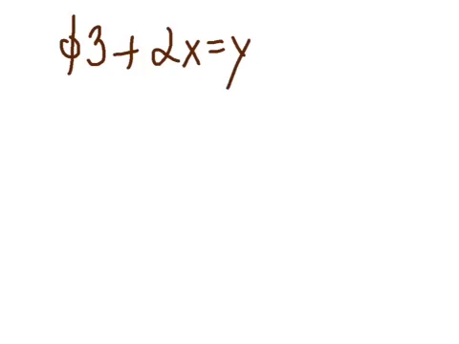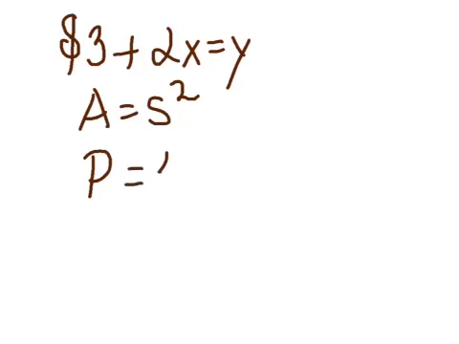Which of the following is an example of direct variation? A taxi company charges $3 to start the ride plus $2 per mile, or the area of a square is equal to the square of the length of one of its sides, or the perimeter of a square is 4 times the length of its side.